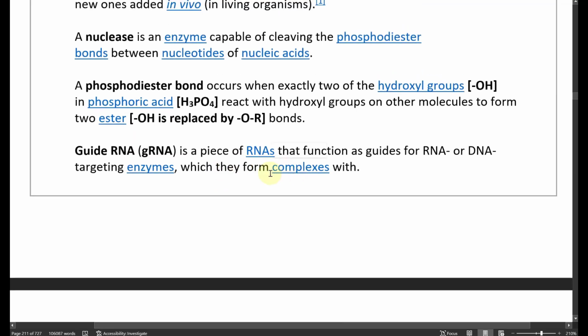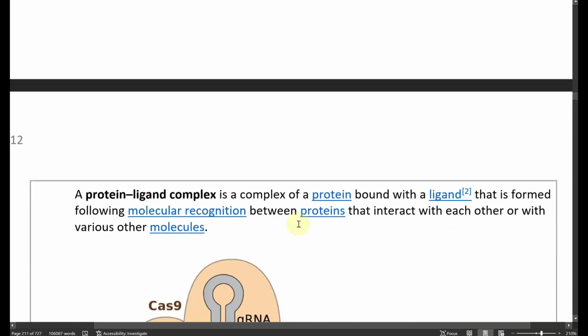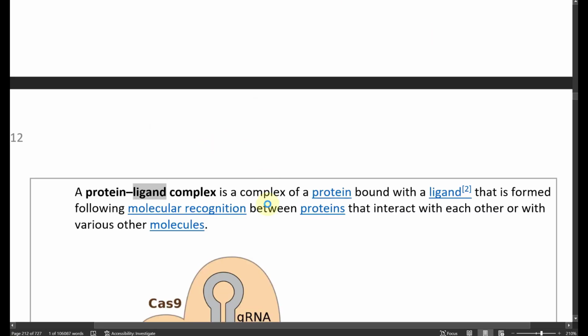This type of complex, where you have RNA and an enzyme, or protein, we'll call a protein-ligand complex. It is a complex of a protein bound with a ligand, formed following molecular recognition between proteins that interact with each other or with various other molecules. And remember, a ligand is basically considered a lump of different types of molecules connected to a central one.